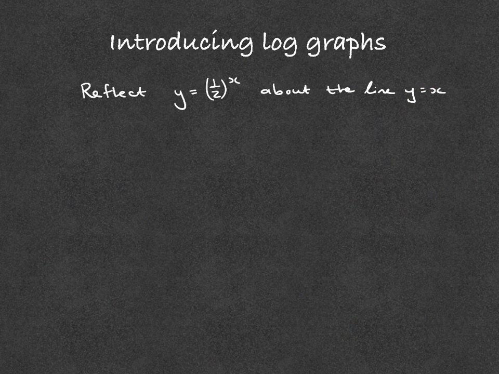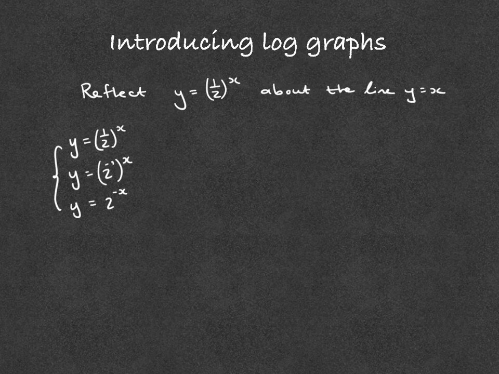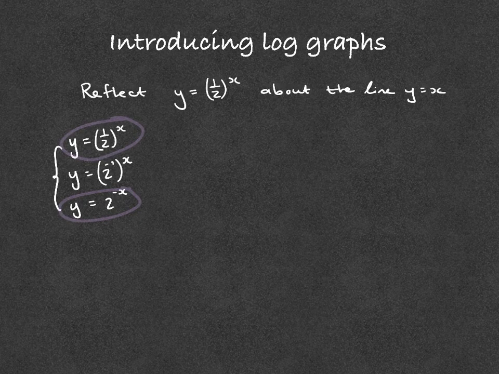Okay, so let's do another exponential. Reflect y is equal to a half to the power of x about the line y is equal to x. Okay, so y is equal to a half to the power of x is exactly the same as saying, well, a half is 2 to the power of minus 1, right? So that's exactly the same as saying y is equal to 2 to the power of minus x. So whether we write half to the power of x or 2 to the power of minus x, that's the same thing. Okay, so why would I do that? We just drew y is equal to 2 to the power of x.